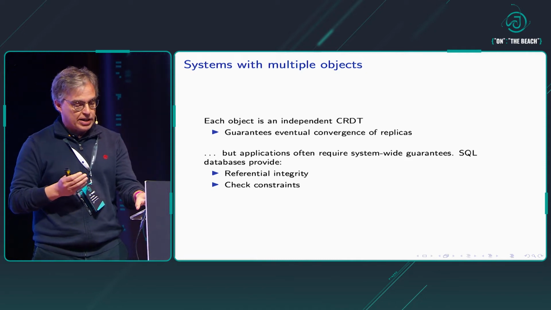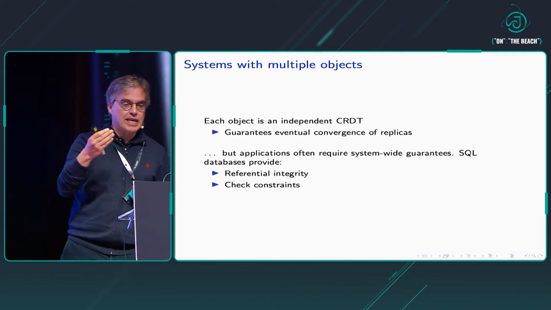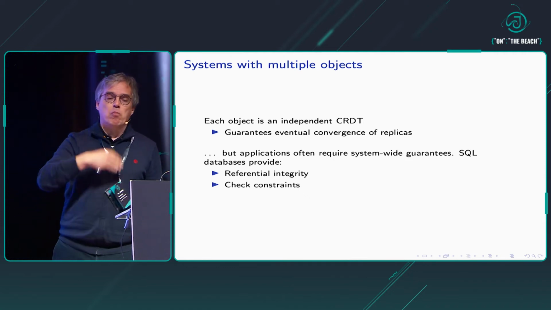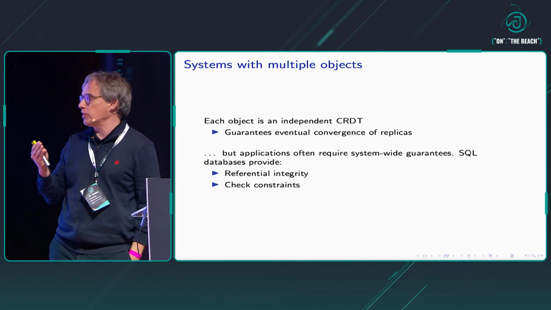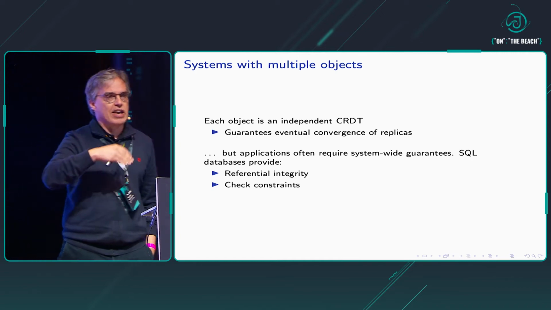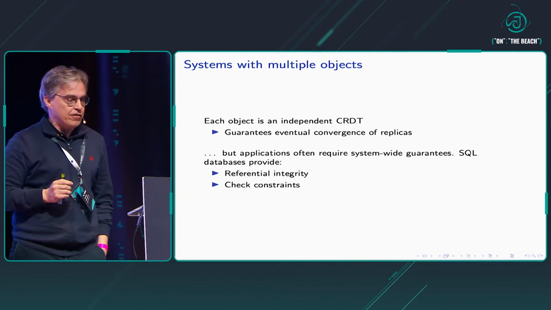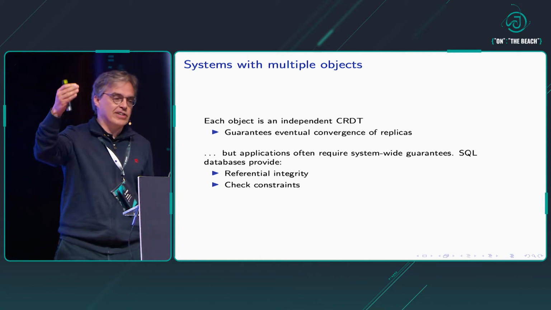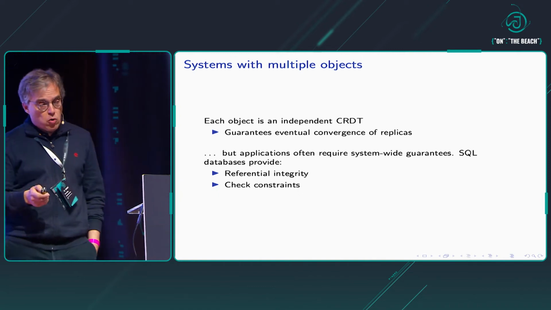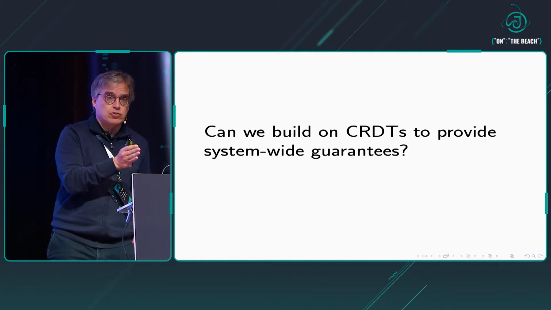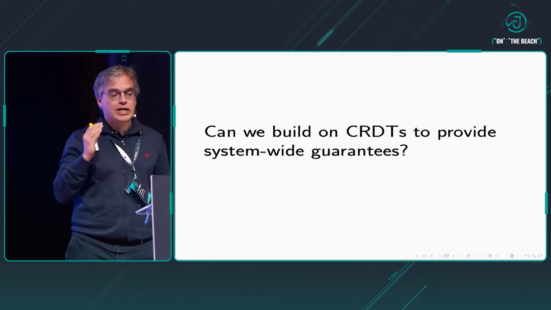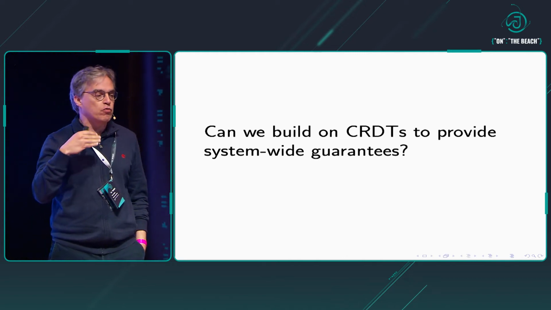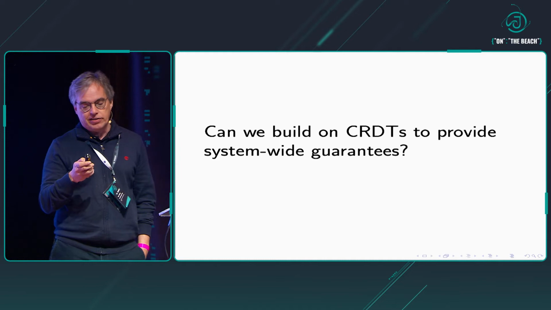If we look at applications, applications typically need more guarantees than just convergence. For example, SQL databases have all those kinds of integrity constraints like referential integrity and check constraints. So what I will be trying to convince you of in this part of the talk is whether we can build on CRDTs to provide these additional guarantees.